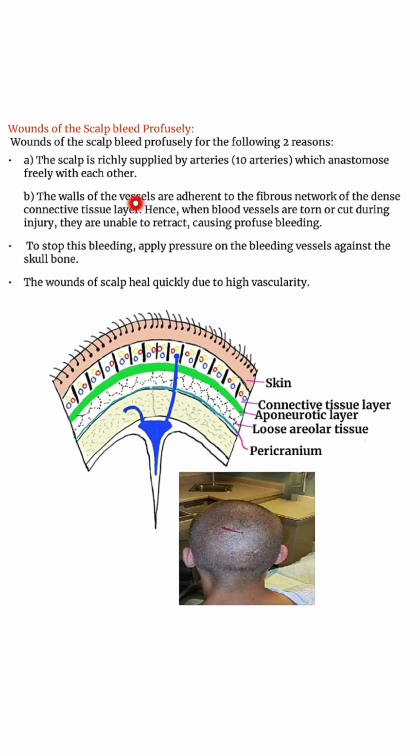Second, the walls of the vessels are adherent to the fibrous network of the dense connective tissue layer. We know that the blood vessels of the scalp lie in the second layer. Hence, when the blood vessels are torn or cut during injury, they are unable to retract, causing profuse bleeding.